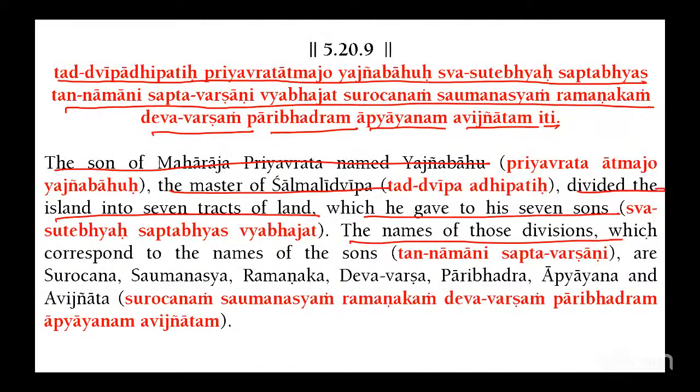The names of those divisions, which correspond to the names of the sons, are Surochana, Saumanasya, Ramanaka, Devavarsha, Paribhadra, Apyayana, and Avijnata.